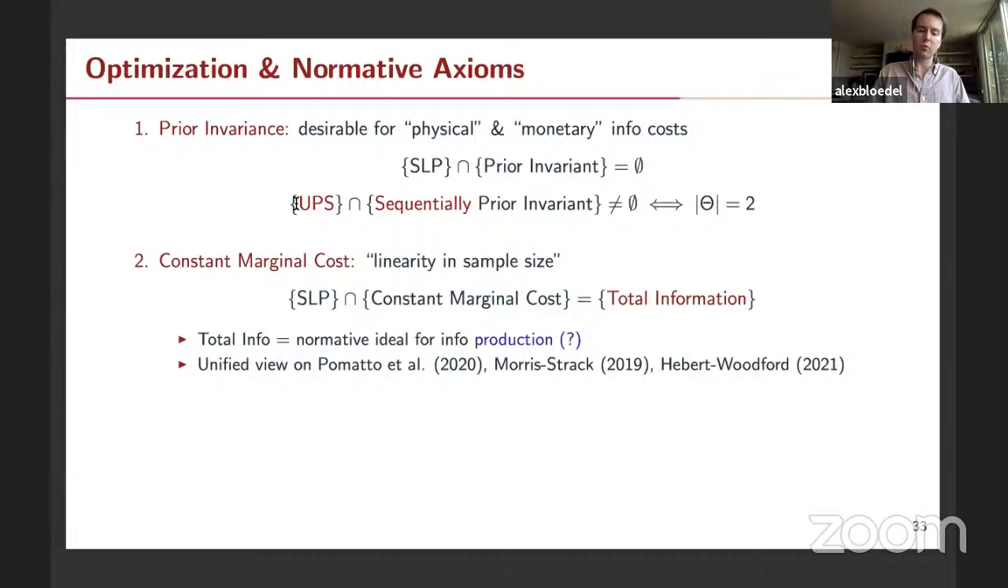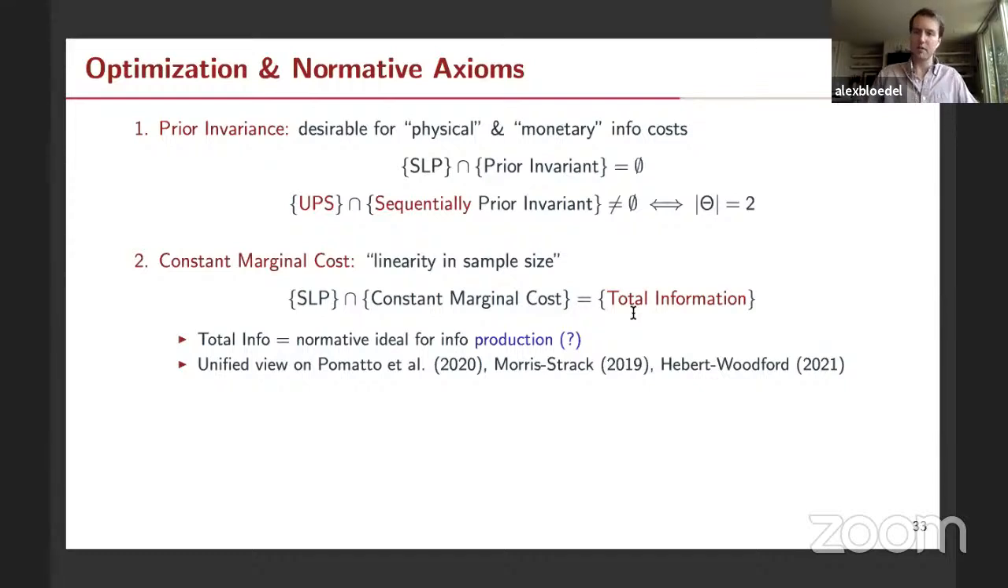And I should mention that we call this cost function total information because a sort of corollary of this characterization is that it is the unique cost function for which only the total amount of information generated matters for costs, but not the process by which you gather it.